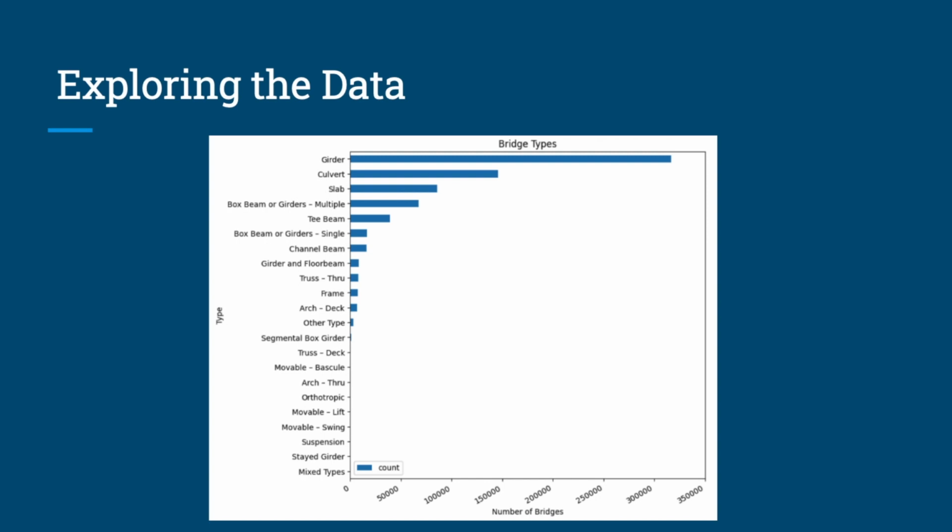Your fancier bridge types like arches, cable stayed, and suspension bridges make up a pretty small percentage of the total inventory. As you can see, the blue lines trailing off as we get down into the more rare types of bridges.